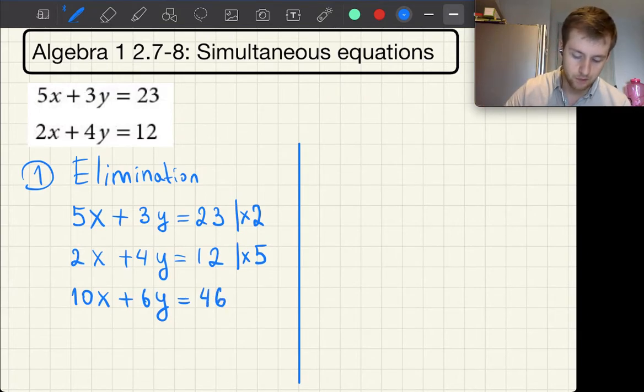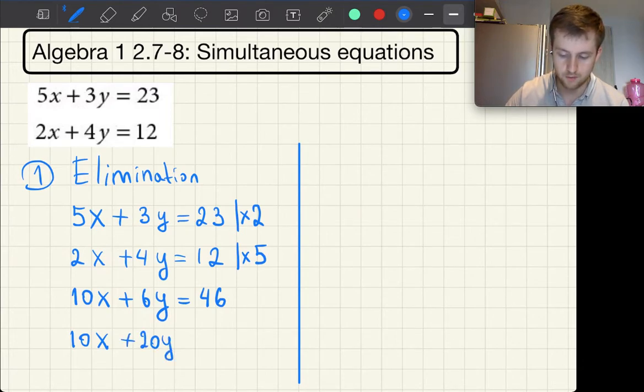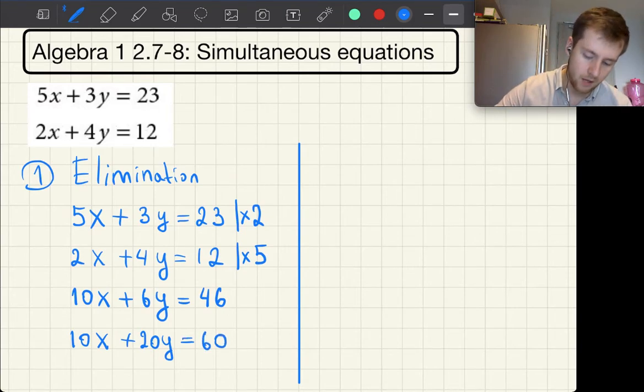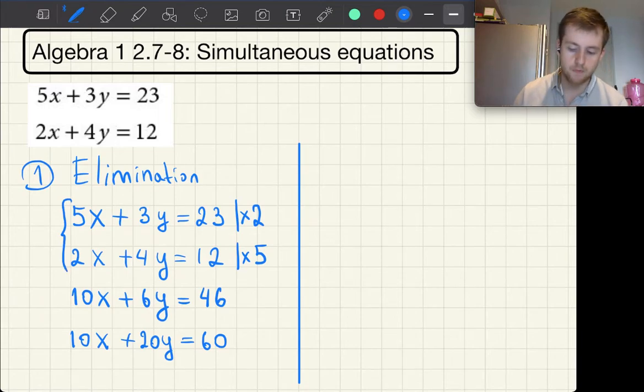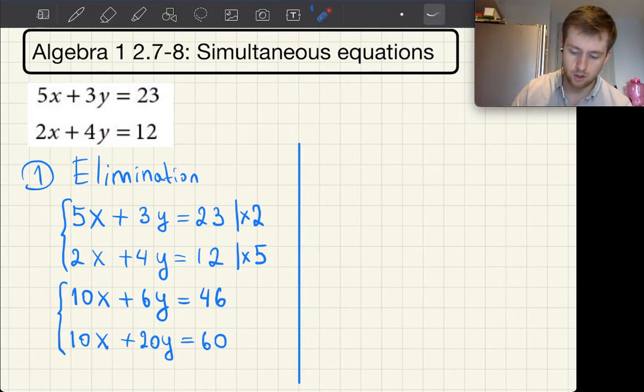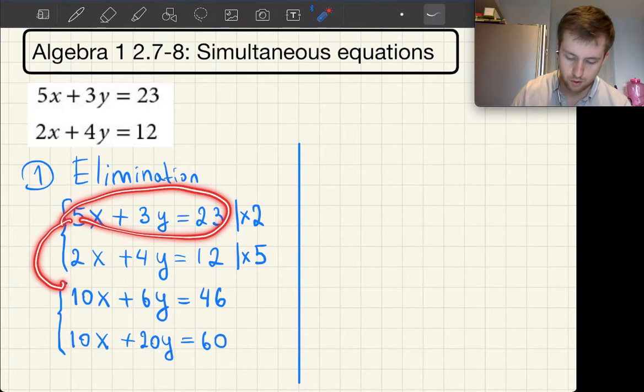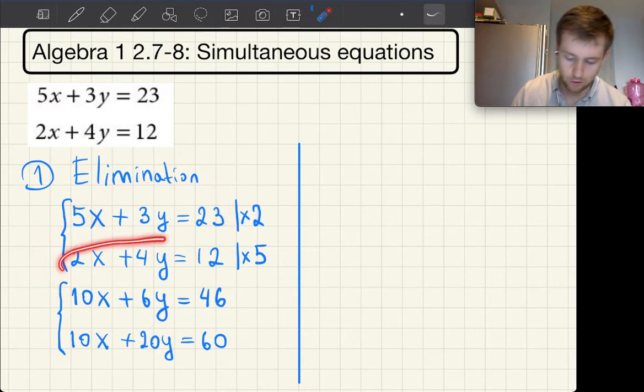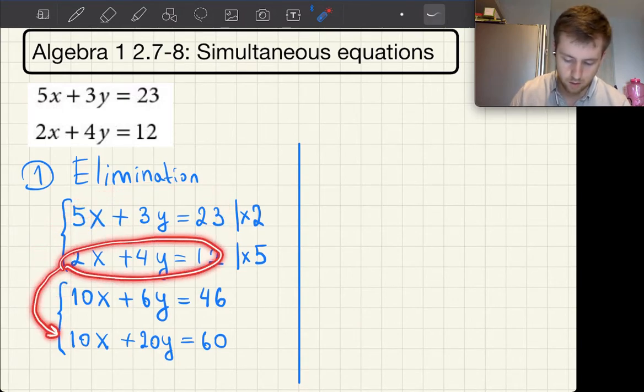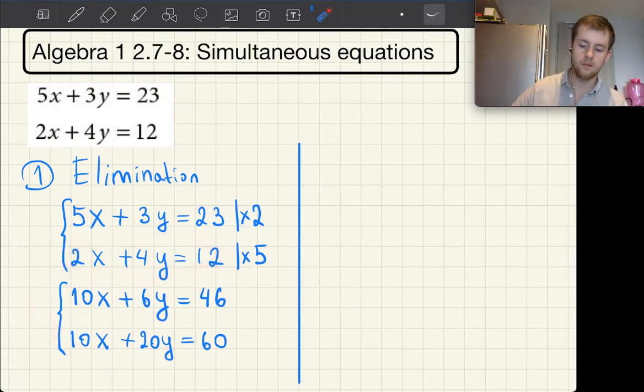And for the second one, we will have 10x. So again, 2x times 5 is 10x. 4y times 5 is 20y. And 12 times 5 is 60. Okay, so we had this pair of equations, and it became this pair of equations. We multiplied the first equation by 2, and we got this. The second equation we multiplied by 5, and we got this, basically.